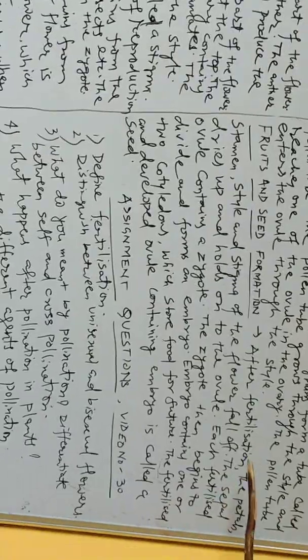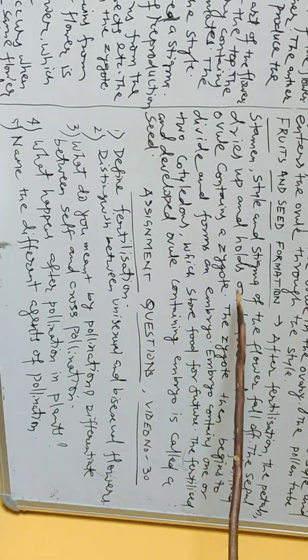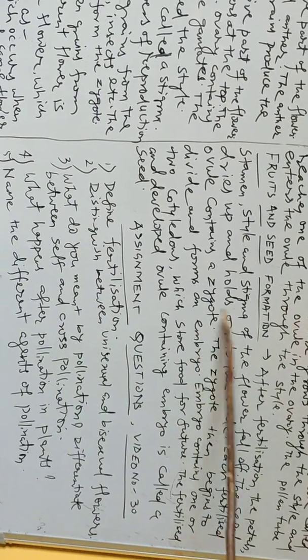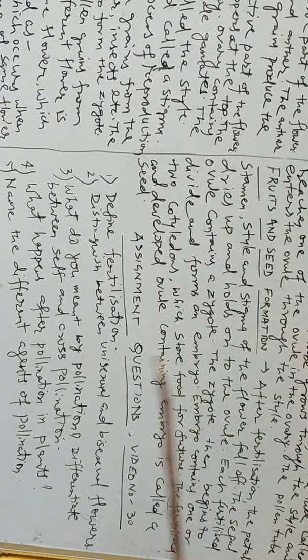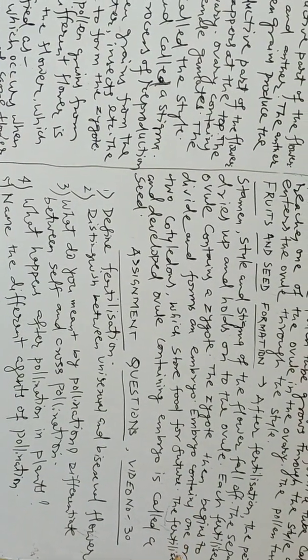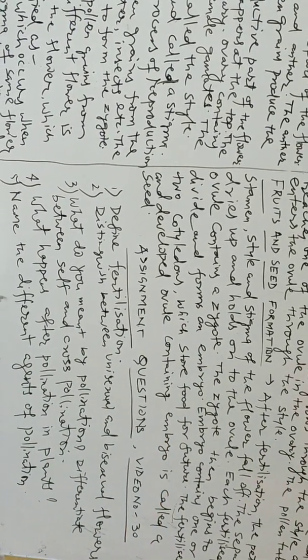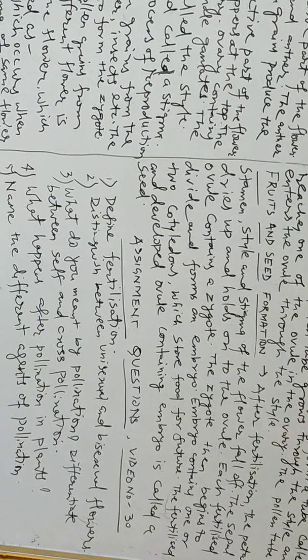Now, fruit and seed formation, another topic. After fertilization, the petals, stamen, style and stigma of the flower fall off, and the sepal dries up and holds on to the ovule. Each fertilized ovule contains a zygote. The zygote then begins to divide and forms an embryo. Embryo contains one or two cotyledons which store food for the future. The fertilized and developed ovule containing the embryo is called a seed.